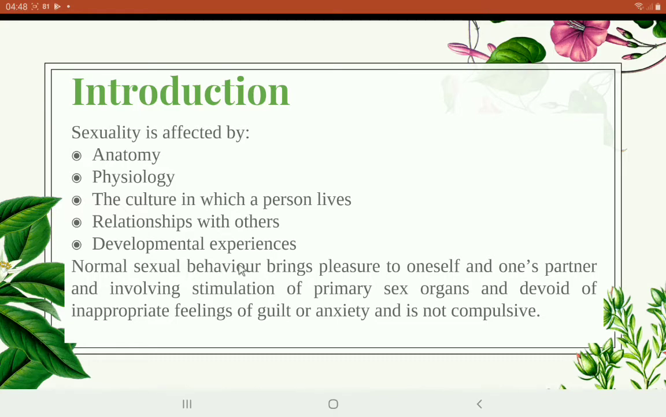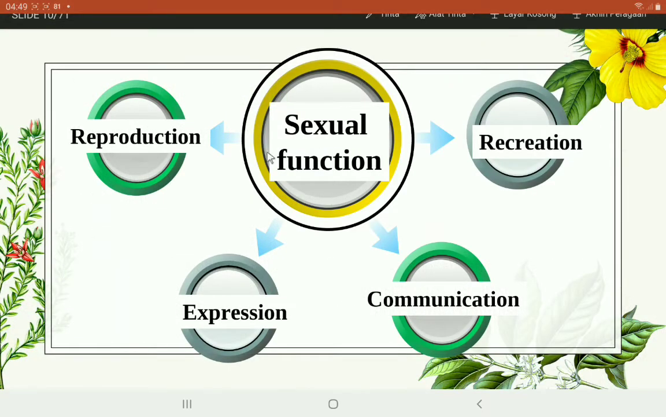Normal sexual behavior brings pleasure to oneself and one's partner, involves stimulation of the primary sex organ, and is devoid of inappropriate feeling, guilt, or anxiety, and is not compulsive. The sexual function is for reproduction, expression, communication, and recreation.